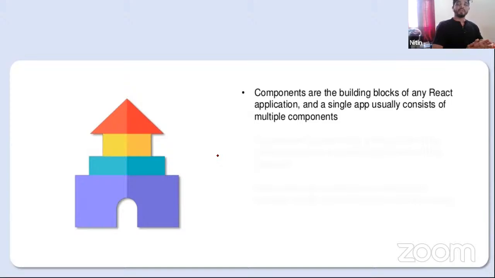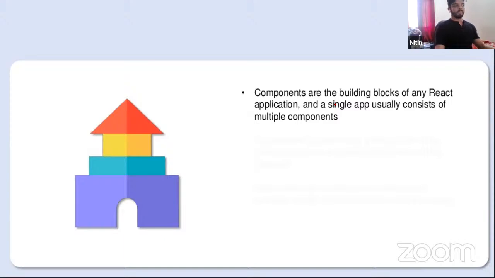So in the React world, whenever you think about a component, think about a Lego. A Lego is the smallest thing you can have. If you are making a toy from Legos, a component is the same: the smallest thing that will be rendered or shown on the UI. Components are the building blocks of any React application, and a single app has many components, just like a castle built with multiple Legos connected together.